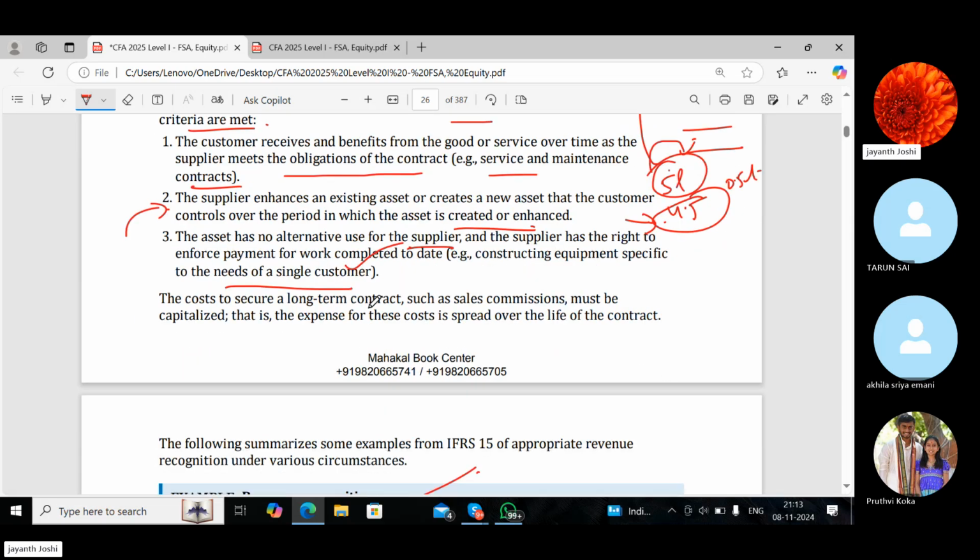The cost to secure a long-term contract such as sales commissions must be capitalized. That is, the expense for these costs is spread over the life of the contract. That means whatever commissions you give to the agents for selling the asset you are constructing or making, you need to add that to the asset value because you need to recover that from the customers. That's the reason they add it to asset value. That's the reason they capitalize.